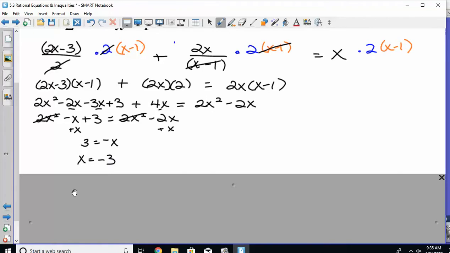Okay, we have to make sure that is an okay answer. Check back at the beginning. What did we say that x could not be? So x can't be 1, so is a negative 3 okay? Yeah, absolutely. The nice thing about these, when you're solving an equation, you can always check your answer. How?